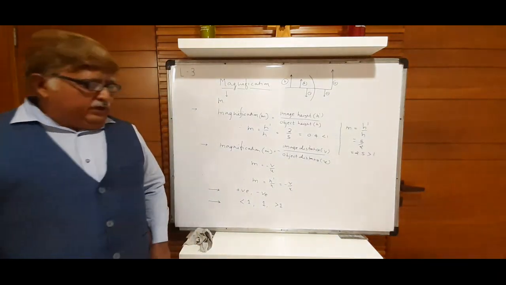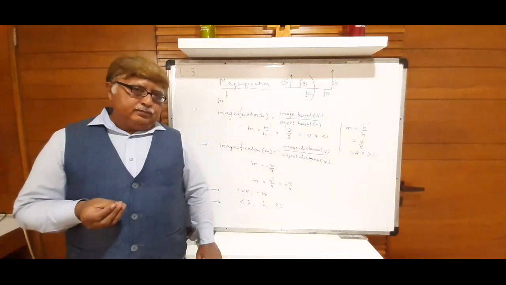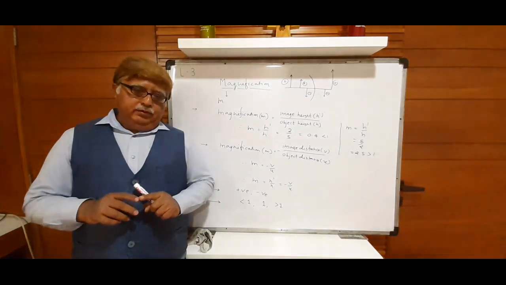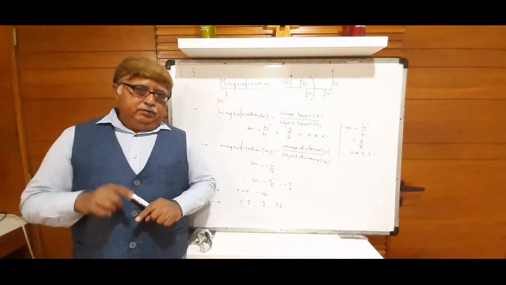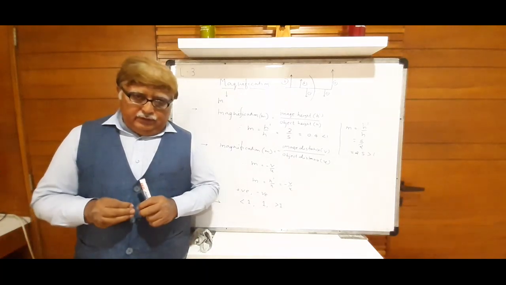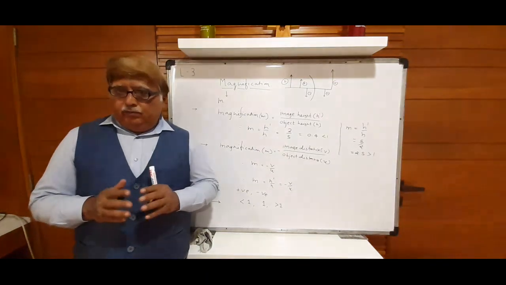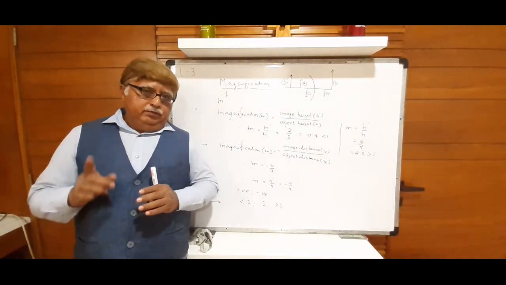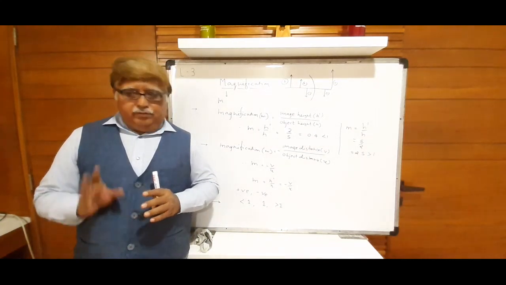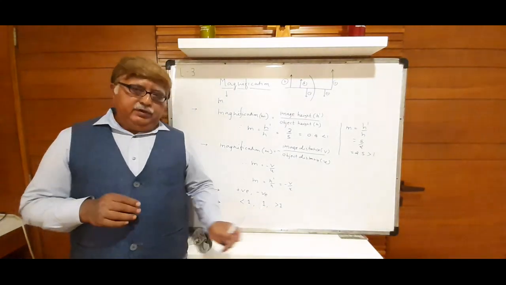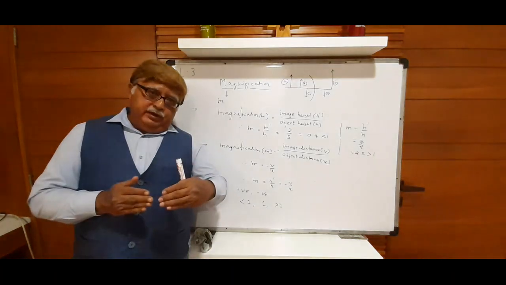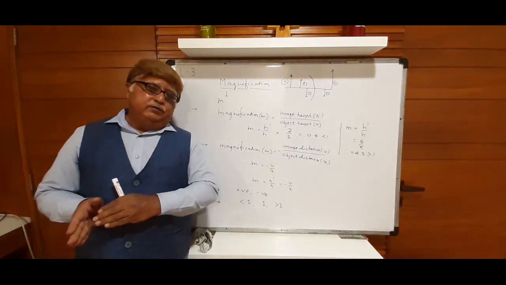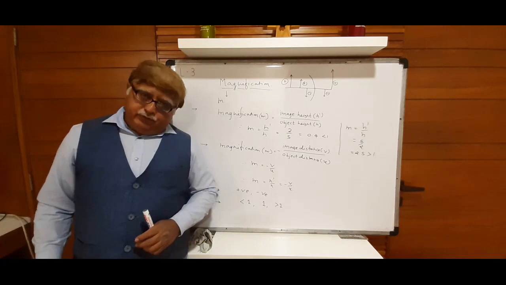So it is clear, magnification can be less than 1, it can be 1, it can be greater than 1. Understood? It is less than 1 when image height is less than object height. It is greater than 1, note down, when image height is more than object height. Third point, when it is 1, the size of the image is equal to the size of the object.